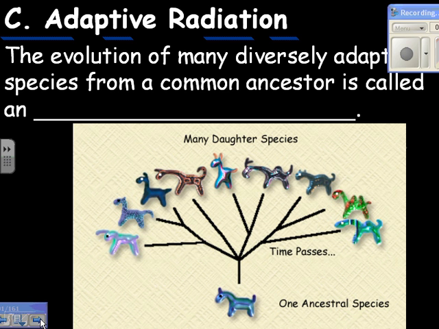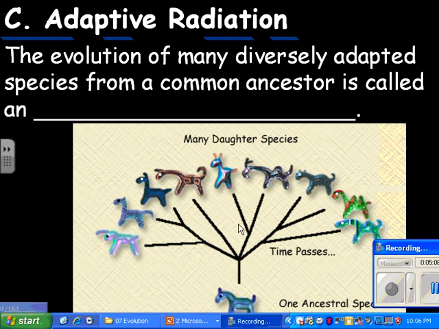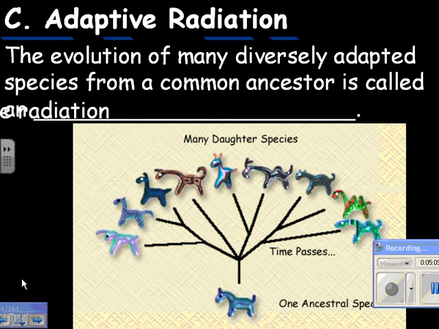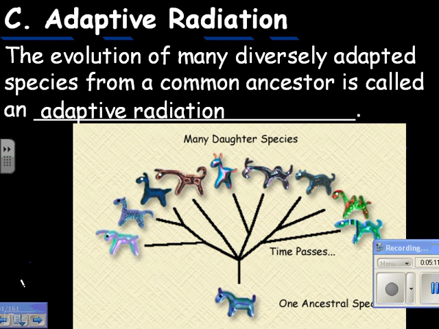Adaptive radiation. This is the evolution of many diversely adapted species from a common ancestor, and that's called adaptive radiation. So this happens when you have one ancestral species and its populations, or a bunch of them, go to a bunch of new habitats. So if you have a bunch of new habitats opening up, and the habitats are different from each other, and this population gets geographically separated from that one and that one and that one, then eventually you can get enough differences that you have very, very different organisms.